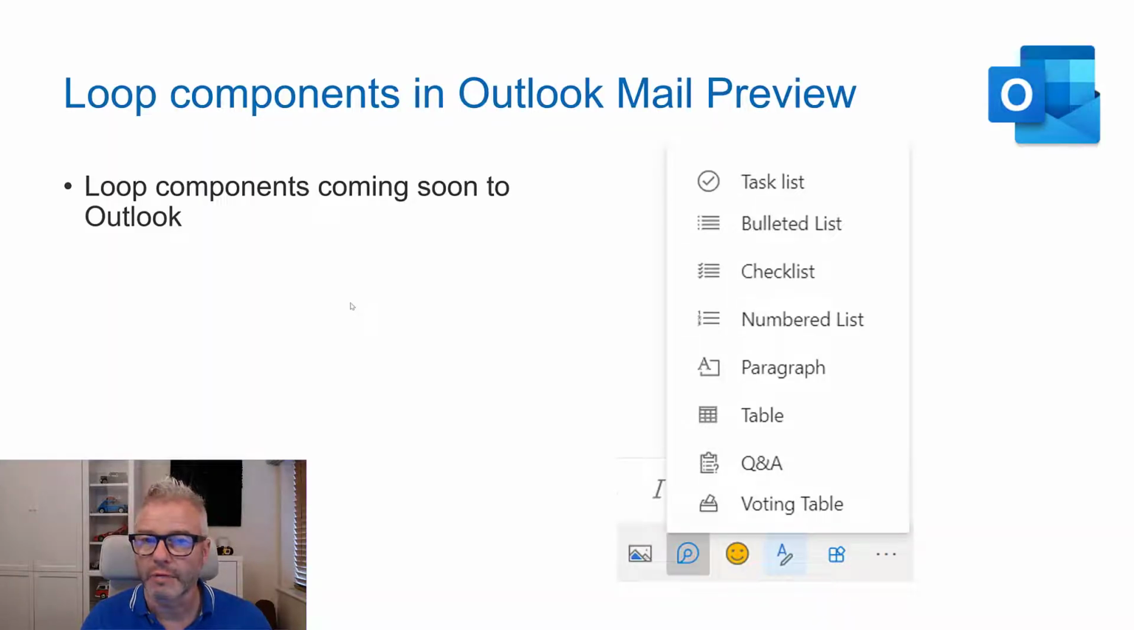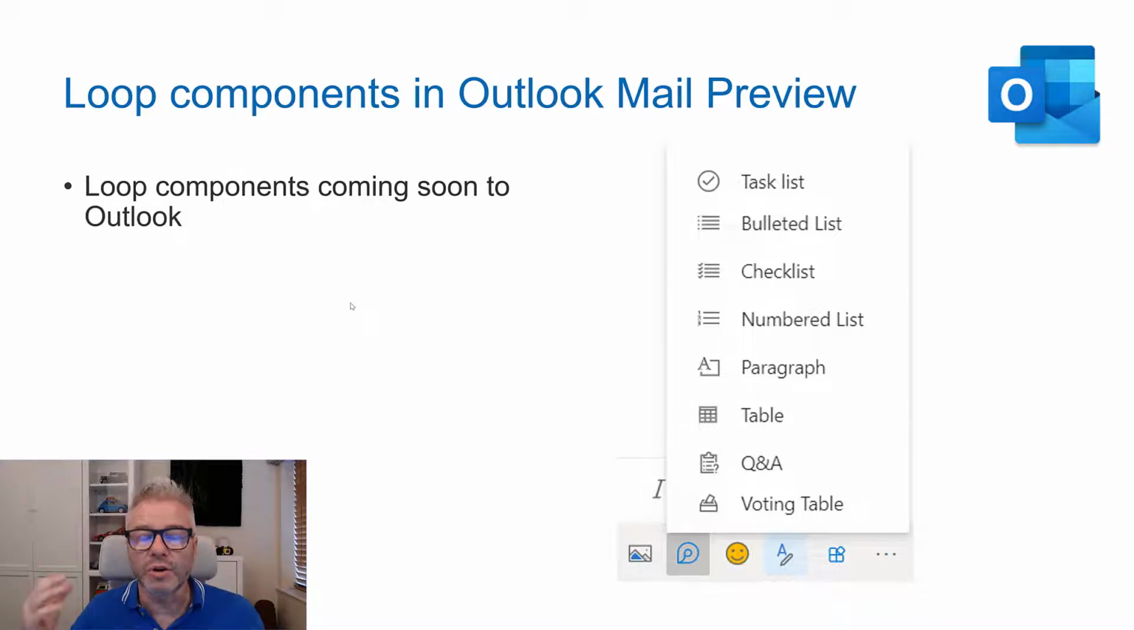Okay, for me, this is the update of the week. Loop components in Outlook Mail Preview. So, loop components, for those of you who don't know, surfaced in Microsoft Teams from just regular day-to-day use. Now, the best way for me to explain them is, imagine that you and I are working on a table or a task list or a checklist. If I just put that into a Teams chat or a regular email, I can send it to you, but you can't work on it. We can't work on it together. It's a bit one way, isn't it? We can't collaborate at the same time on that thing.